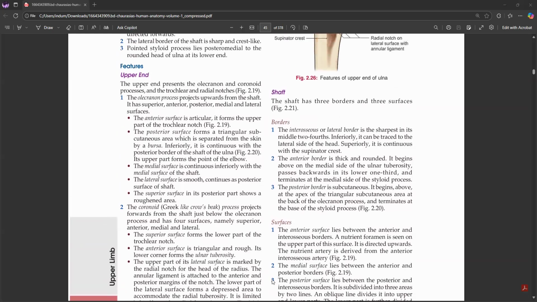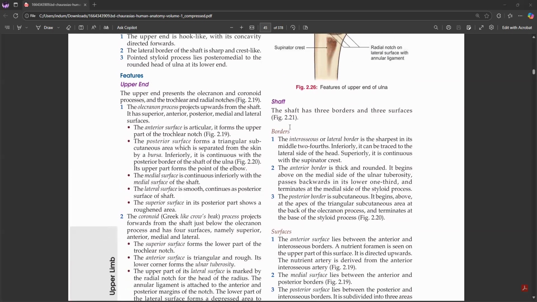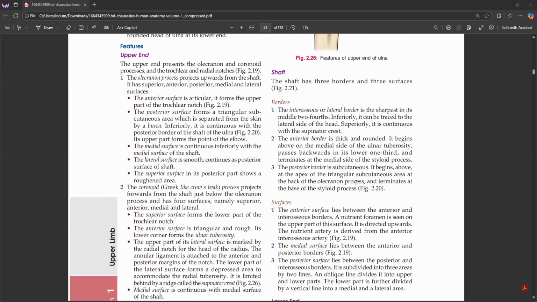Shaft. The shaft has three borders and three surfaces, figure 2.21. Borders. Number 1, the interosseous or lateral border is the sharpest in its middle two-thirds. Inferiorly, it can be traced to the lateral side of the head. Superiorly, it is continuous with the supinator crest.